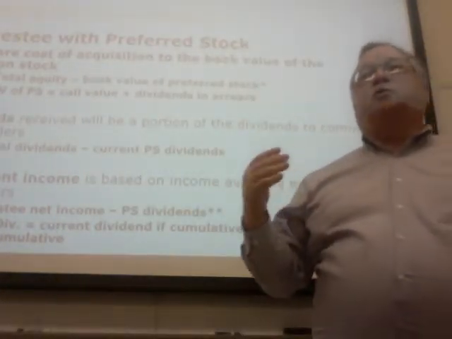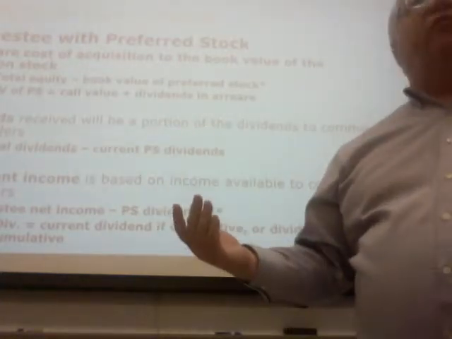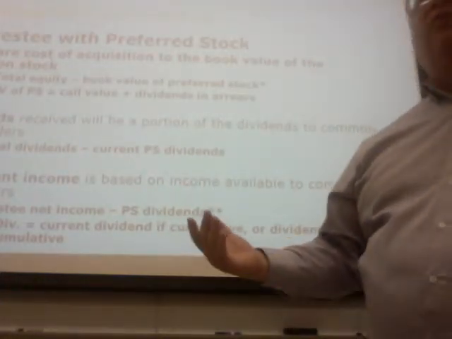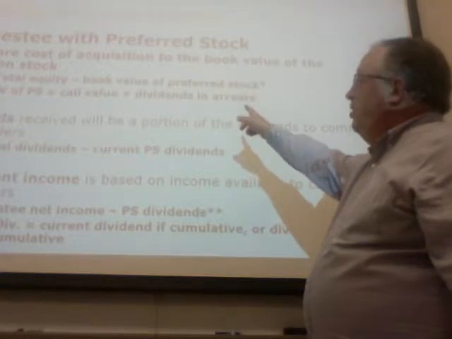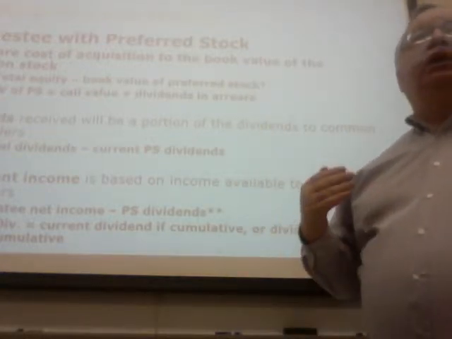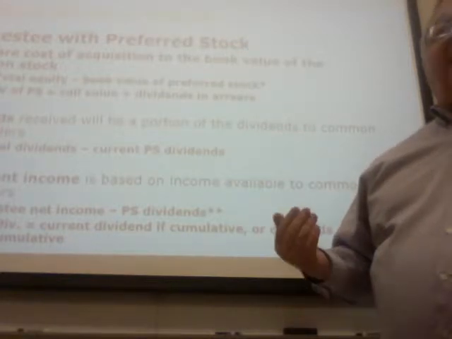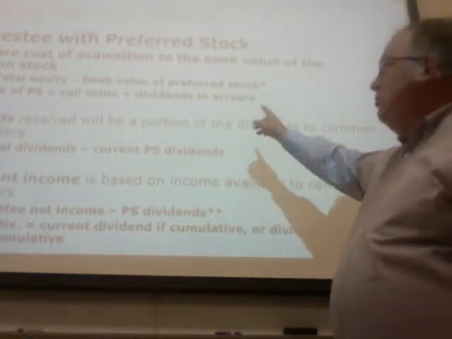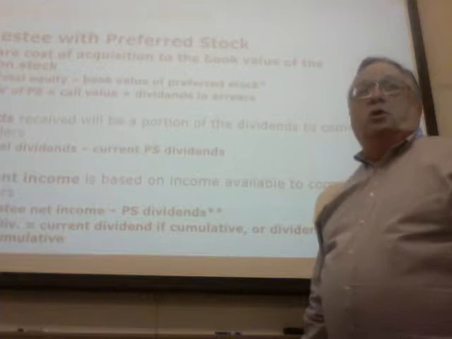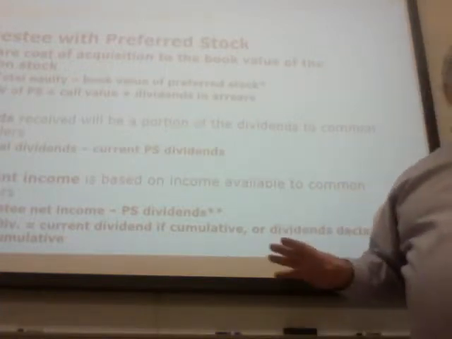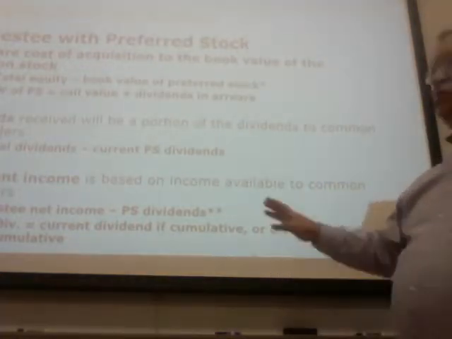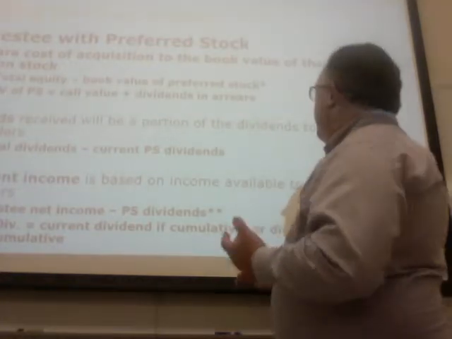A lot of times preferred stock is stated $100 par preferred stock, callable at 105. It's its call value plus any dividends in arrears if those dividends are cumulative, right? If they have to pay those dividends in arrears, you have to take that into account. When we get to doing consolidations with subsidiaries that have preferred stock, we will deal with this again.